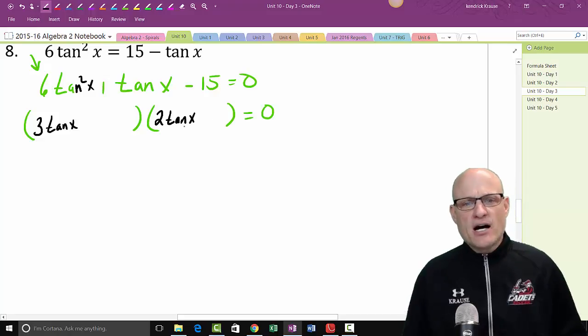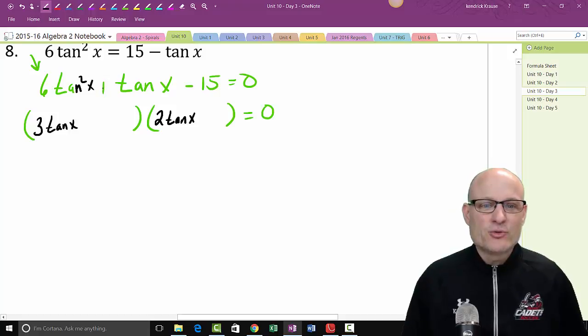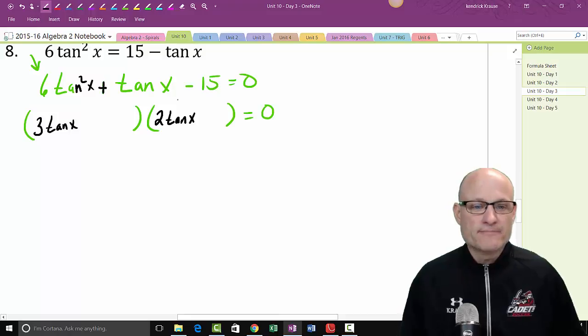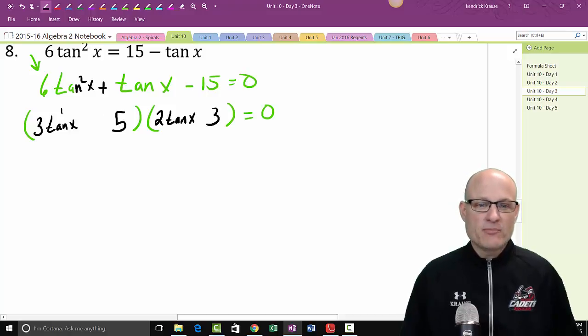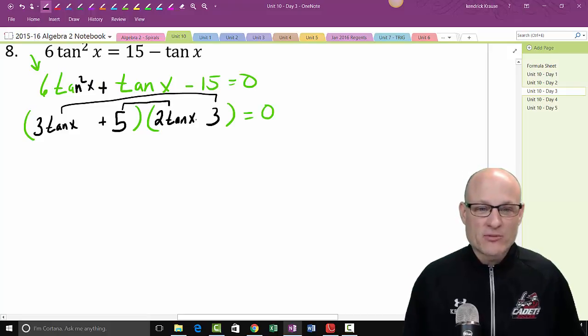Tangent squared x. Okay, so I'm going to do 3 tan x and 2 tan x. Oops, forgot the x. One's got to be plus and one's got to be minus, and they have to add up to positive 1. Let's try 5 and 3. I think that'll work, because this would give me 9, and this would give me 10. As long as the 10 is positive and the 9 is negative, that gives me positive tangent x.